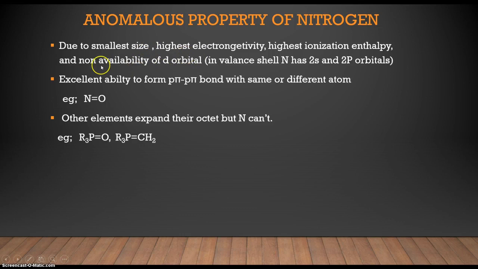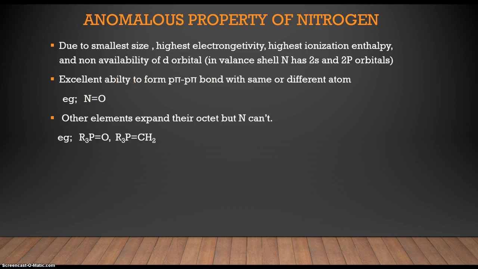Another reason is that nitrogen doesn't have any d orbital in its valence shell, because nitrogen is a member of period number 2, so it has 2s and 2p orbitals in its valence shell, and no d and f electrons. For this reason, the non-availability of d orbitals in its valence shell, nitrogen exhibits some anomalous properties.